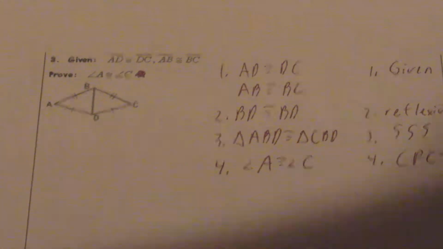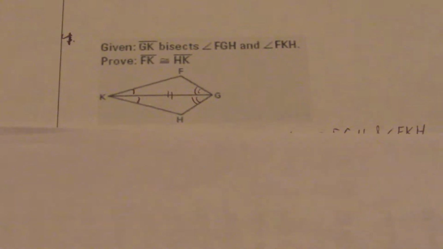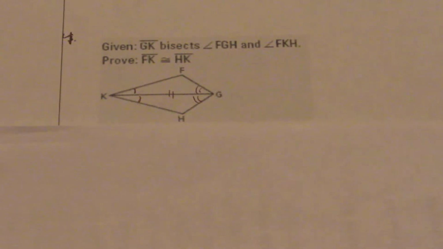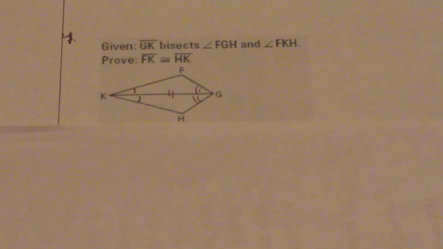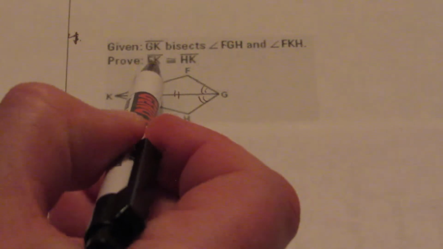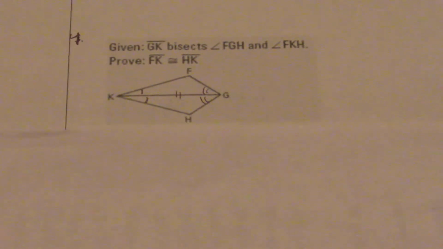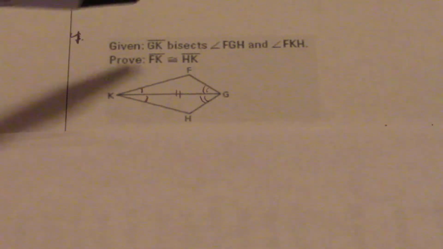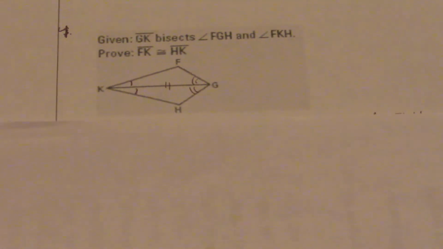Then going to example 4. So here, right, this one's a little bit more steps. We're given that GK bisects angle FGH and angle FKH. And I'm trying to prove that FK is congruent to HK. It's already marked because I've used this before, but by this given statement, I don't actually have anything marked yet.